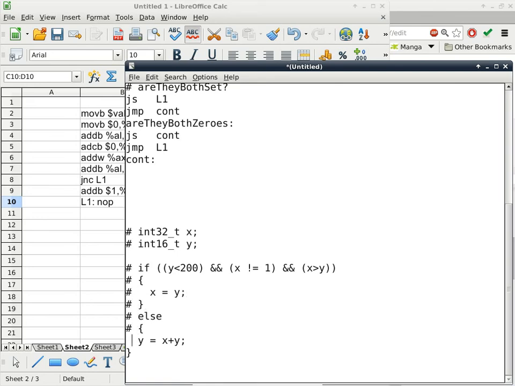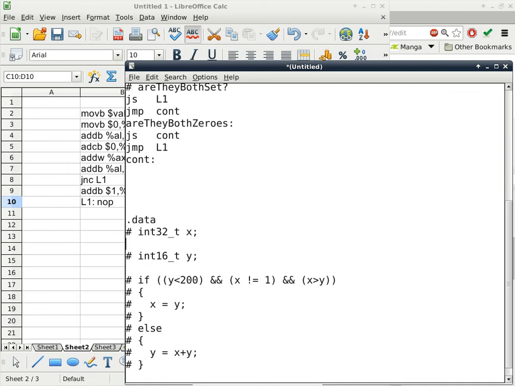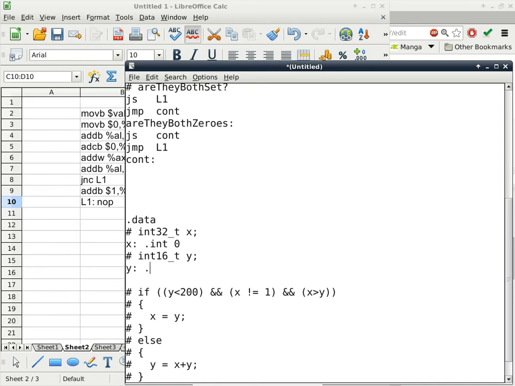So you don't have to deal with this portion, but I want to make it clear, and I want to interleave my assembly code with the C code. So the first portion here is, we need a .data section. X is a .int, and 0 is fine, whatever you want, just reserve 4 bytes. Y, on the other hand, is a .word, because in this case it's a 16-bit integer. You only need to reserve 2 bytes for it.